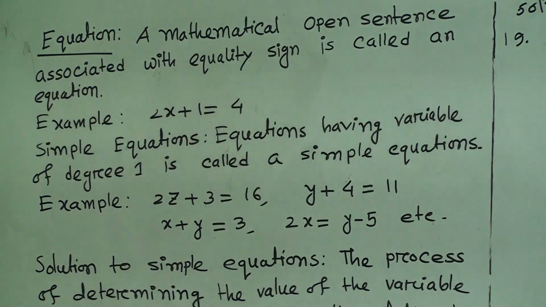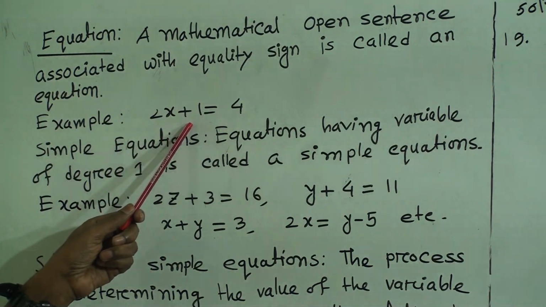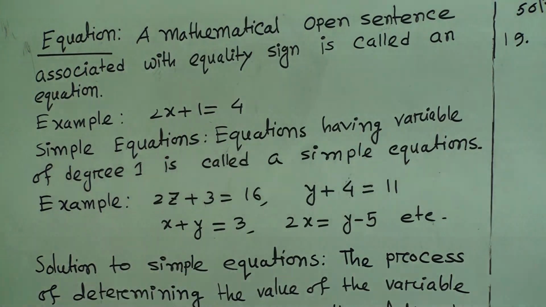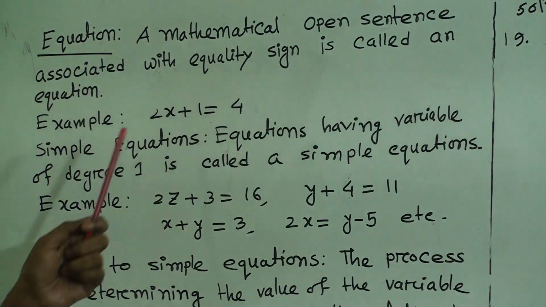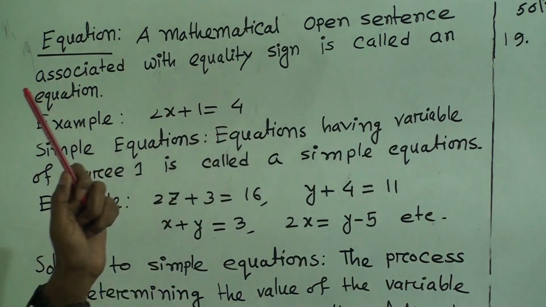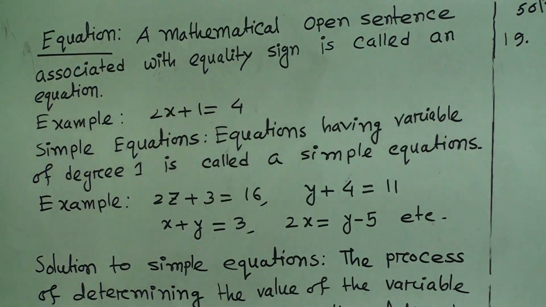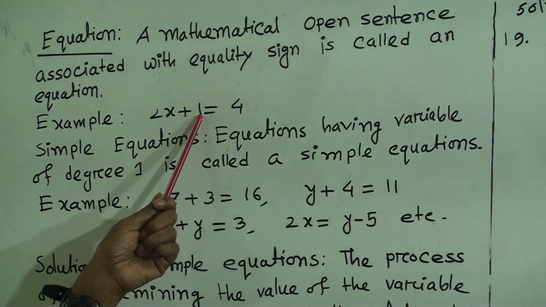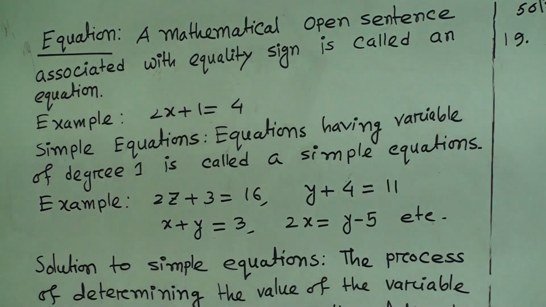Okay student, 2x plus 1 is the left side and 4 is the right side. That means an equation must have two parts, the left side and the right side, and between the left side and the right side there must be an equality sign.